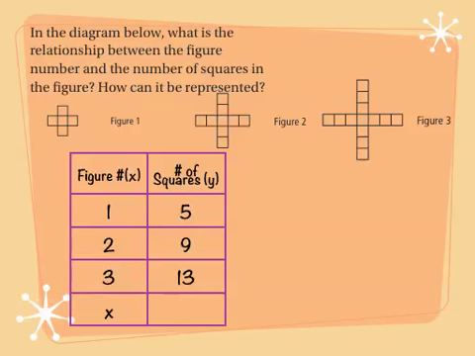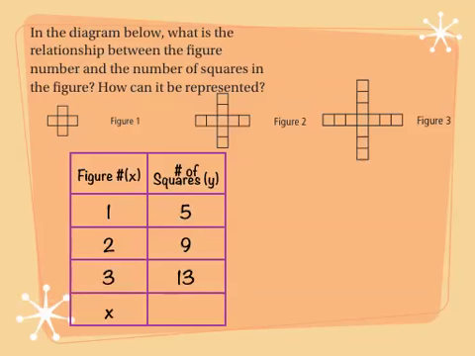We need to find something that we can do to x, or the figure number, to get y, or the number of squares. Look at your first set. Your first input is 1, and your output is 5. What can you do to 1 to get 5? Well, the first thing that you might think of is you could multiply it by 5. So 1 times 5 is 5. That's what you got for y, so that must be it.